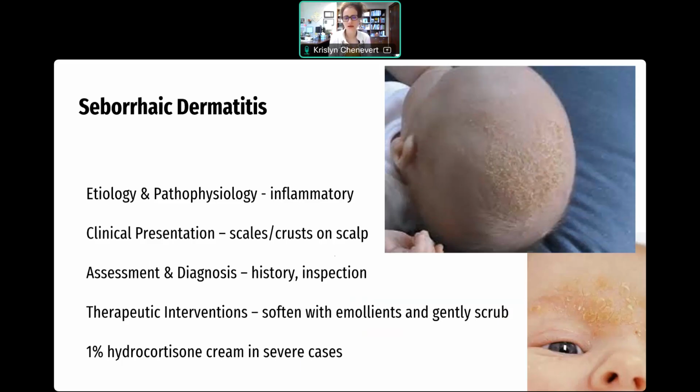Both of my kids have had this, and my youngest lost a little spot of his hair because he had it in one little spot, but it does typically go away. In really severe cases or cases that are spreading, we can see 1% hydrocortisone cream used.